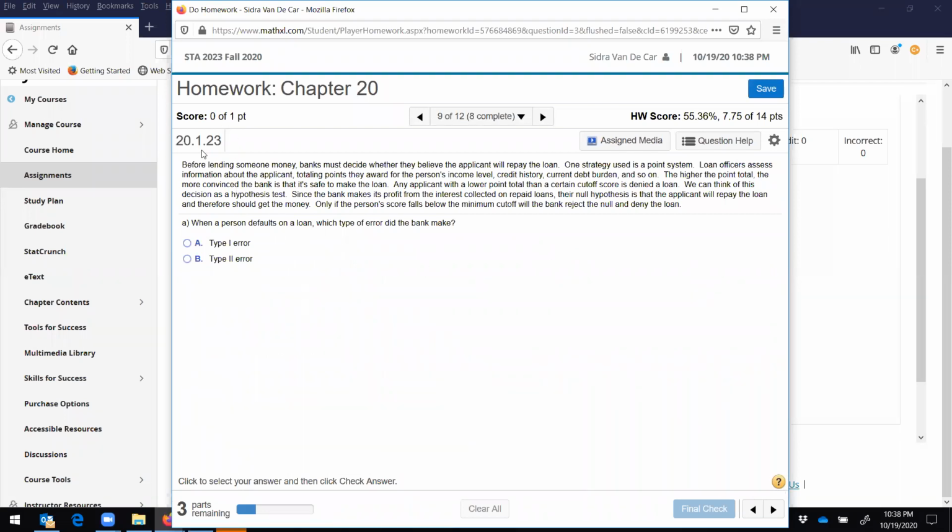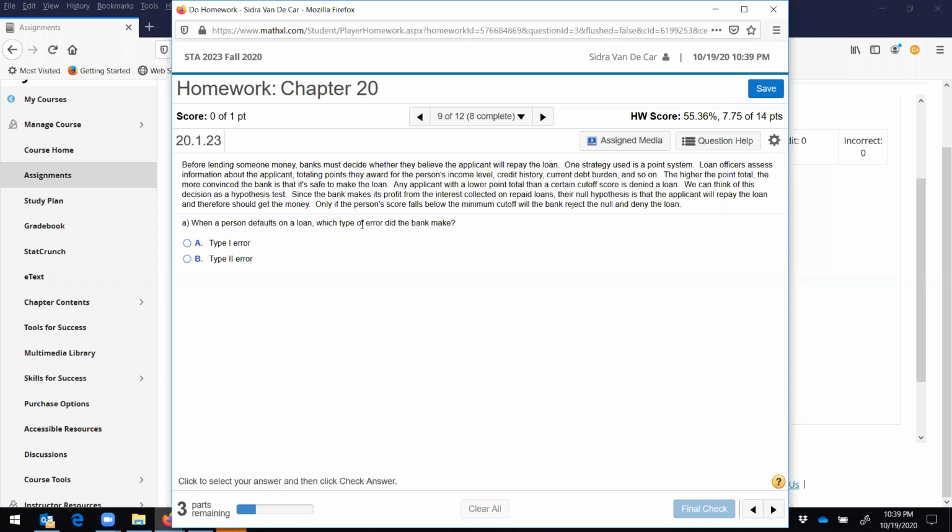All right. Before lending someone money, banks must decide whether they believe the applicant will repay the loan. One strategy is to use a point system. Loan officers assess information about the applicant, totaling points they award for the person's income level, credit history, credit debt burden, and so on. The higher the point total, the more convinced the bank is that it's able to make a safe loan. Any applicant with a lower point total than a certain cutoff score is denied a loan.